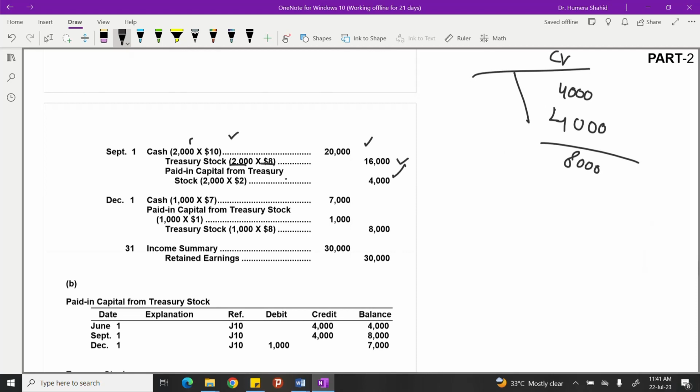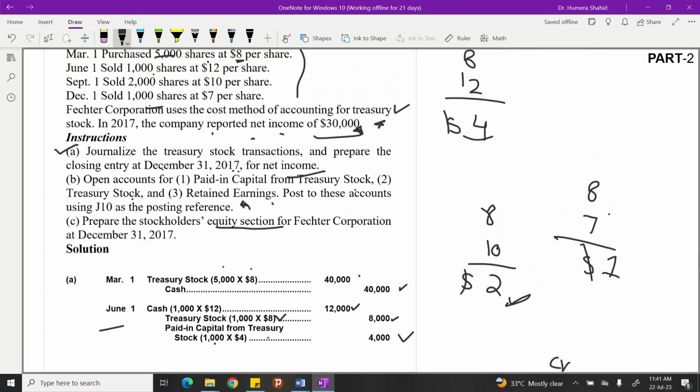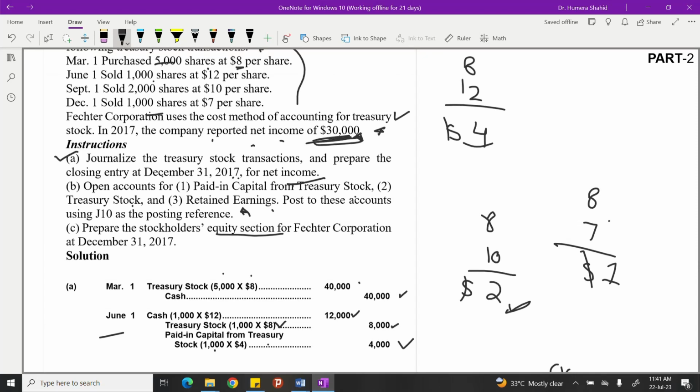Let's do the December 1st entry. Cash gets debit, 1,000 shares multiplied by 7, 7,000 cash. Treasury stock gets credit with its cost, which is 8,000. How much shortage was there? 1, so 1 multiplied by 1,000, that is 1,000. Can I debit paid in capital with 1,000? I can, because I have a credit balance of 8,000. So paid in capital from treasury stock gets debit. They also want us to close the net income of 330,000. So we know that this is represented in the income summary account.